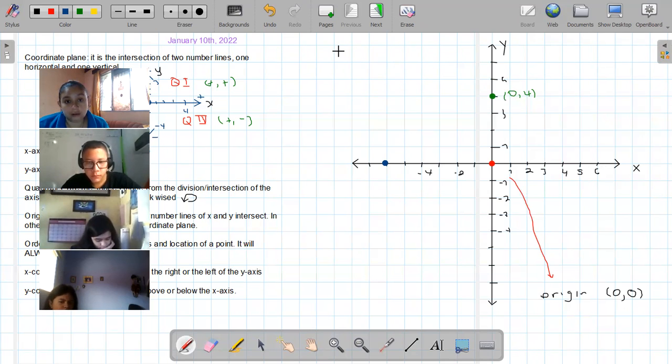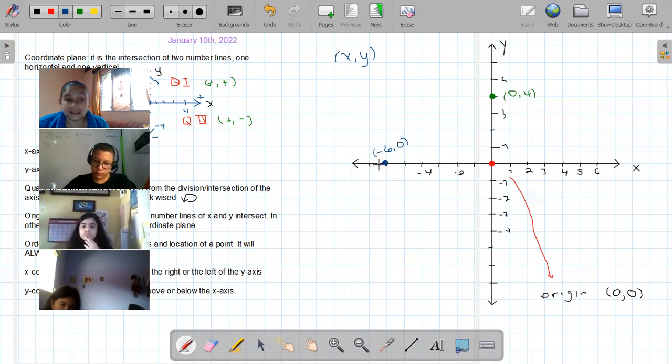Remember, we always graph first the x, and then we graph the y. So the same way, first look for the coordinate x, and then look for the coordinate y. So what coordinate on the x is this? It's negative 6, 0. Negative 6, comma 0, correct. Because it's negative 6 on the x, but it's not moving anywhere on the y.